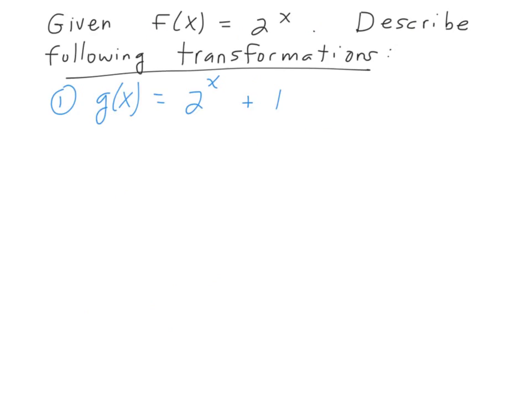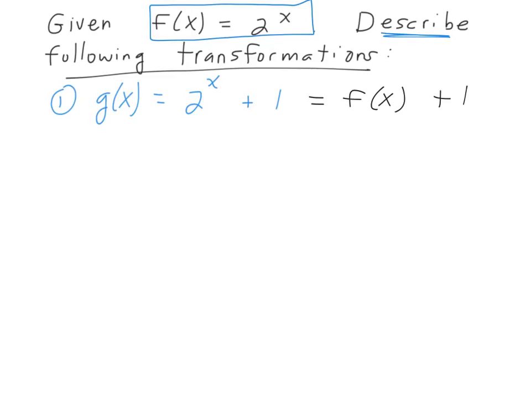Alright, so what we're looking to do now is start with this given function 2 to the x. So we have an exponential function here, and we have some transformations going on. We'll look at these one at a time, and we're simply looking to describe what's happening. In our first case here, we are starting with 2 to the x, and then we're adding 1. So we're adding 1 to our f of x graph. It's really the same as writing f of x plus 1, because f of x is 2 to the x.